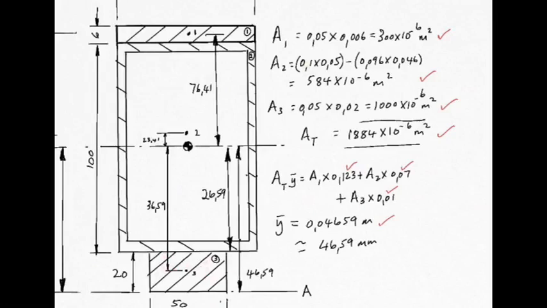0.1 by 0.05 would be this by this. 0.1 being 100 millimeters converted to meters, and the 0.05 being the distance across. And then subtracting from it the missing bit inside, which would be 0.096. Let's see where that came from. 100 minus this wall leaves you with 96 millimeters.